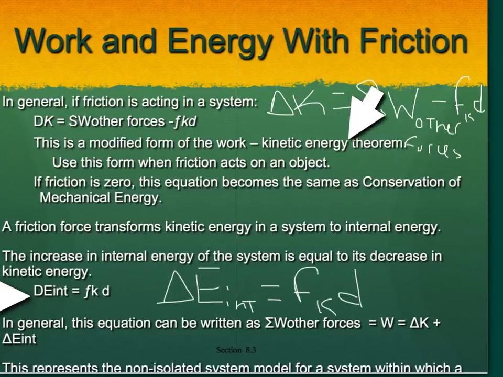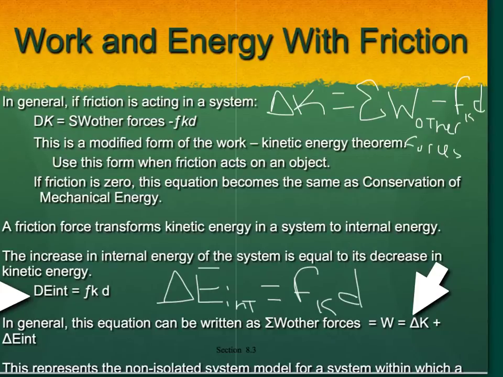So I'm going to get that the change in kinetic energy is equal to the sum of the work done by all other forces minus what's happening with friction. In general, we can also write this equation: the sum of the work done by all other forces is equal to my change in kinetic energy plus my change in internal energy. That's just rearranging it in a different sense.